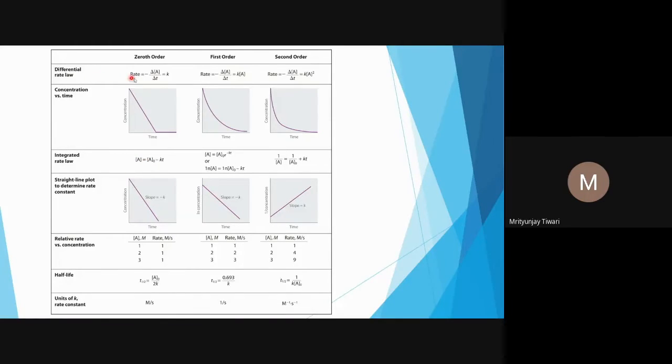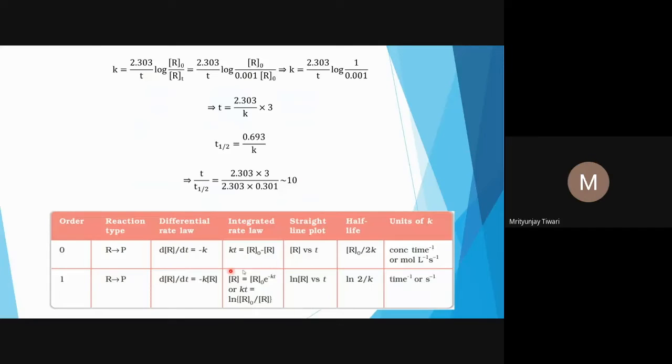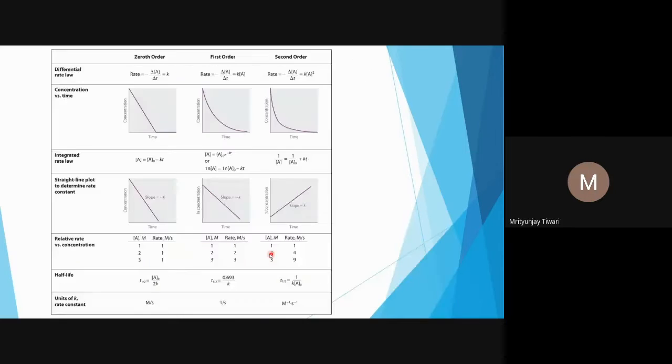In the differential rate law, it should actually be in terms of d dt. Here it is shown in delta, so it should ideally be d dt. The integrated rate law, A is equal to A naught minus KT, is for the zeroth order reaction. Similar thing we have seen in this table as well: R naught minus R is equal to KT. Here R is A naught minus A, so A naught minus A is equal to KT.